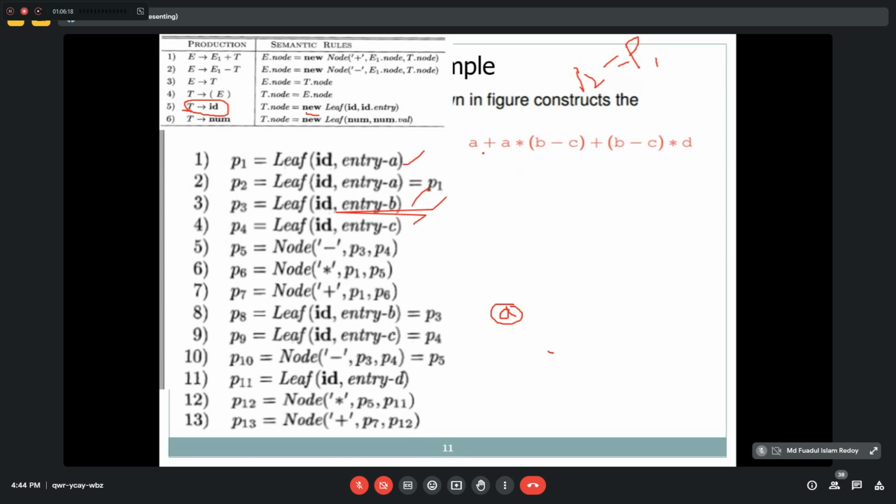B and C. So this one actually P1, this one actually P1, this one also P1, this one also P2, sorry, this one is P3, and this one is P4, is it? Now this part, sir, is done.